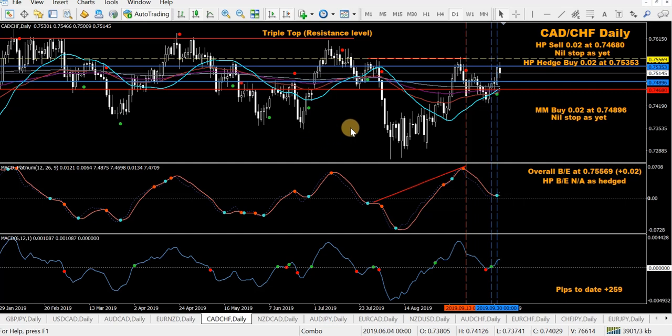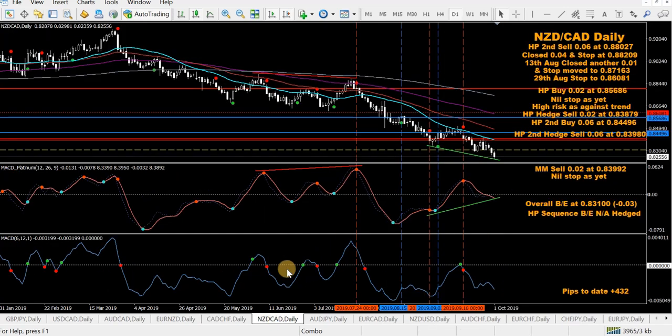CAD Swiss, and a couple of trades here. HP sell initially, then a MACD buy, then a HP buy hedge there. So you can see I'm in 3 trades. Overall break even for all is that yellow dashed line. It's a positive, so I want to be above that. At the moment I'm just below it, so that's my overall break even. So using both systems combined gives me some insurance. That's all it is. I can feel my voice going already, and I've only started.